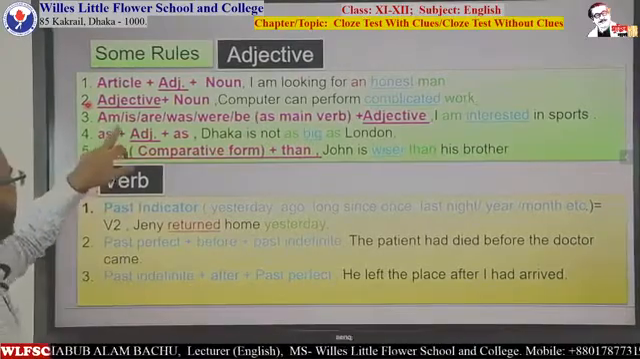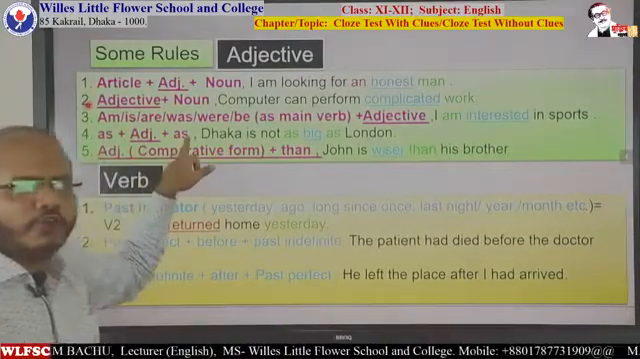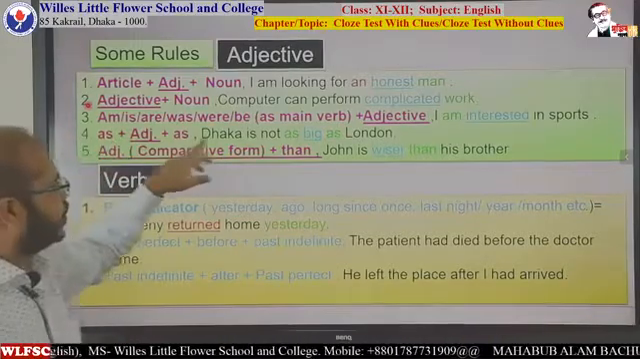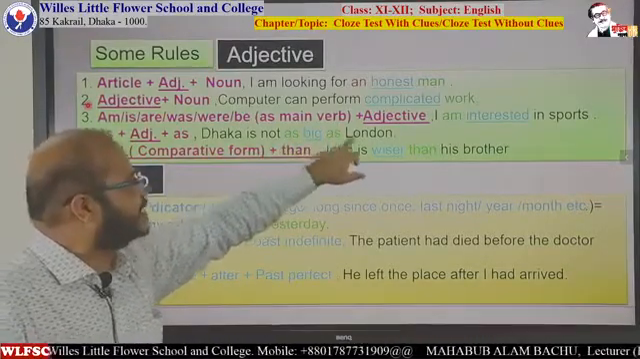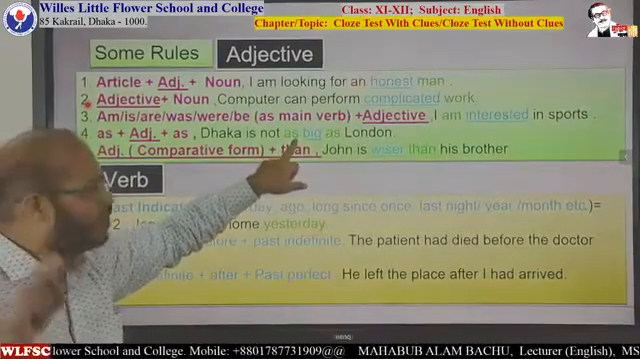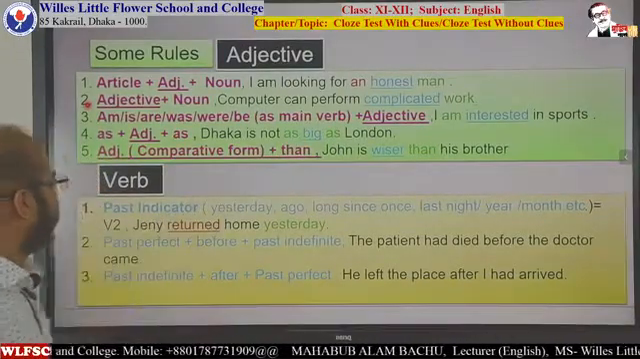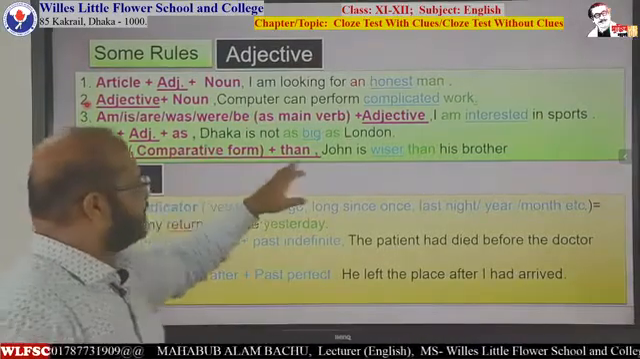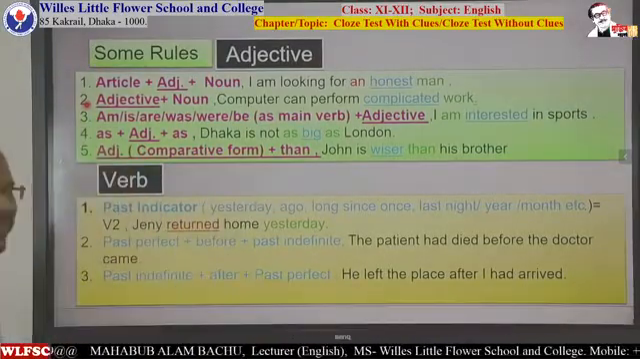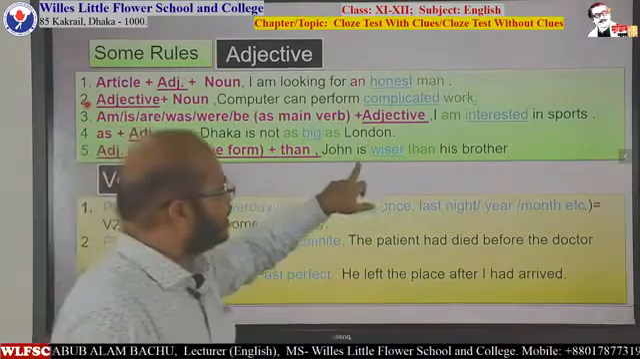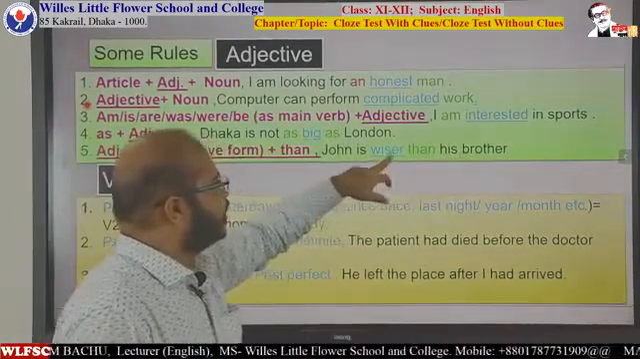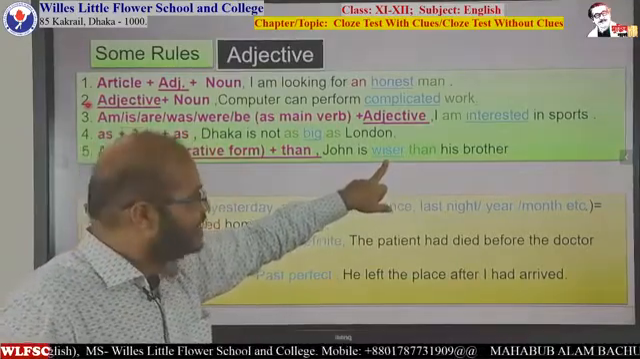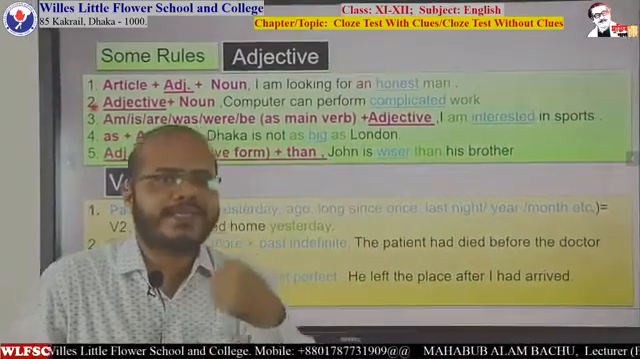As plus adjective plus as, in case of positive degree. We usually get this structure. Dhaka is not as big as London. So this is usually found in the positive degree form. Next, adjective in the comparative form plus than. John is wiser than his brother. So before than, you have to put an adjective, but it may be in the comparative form.